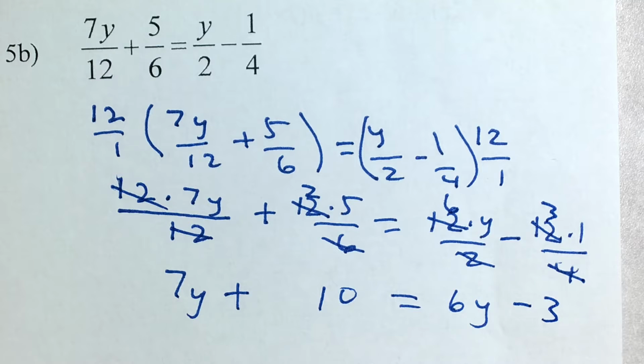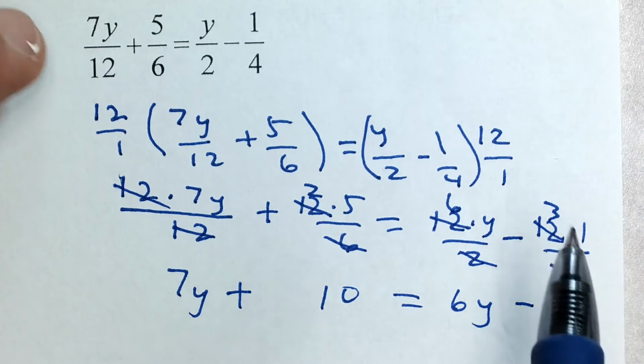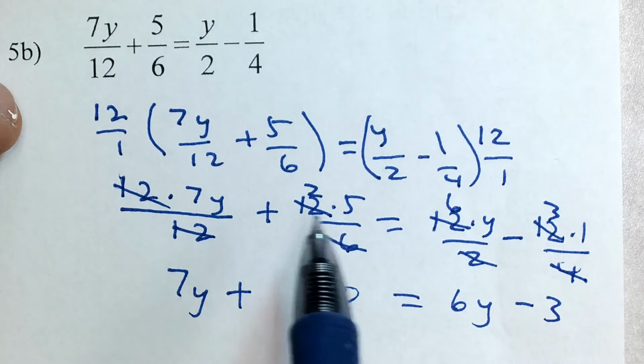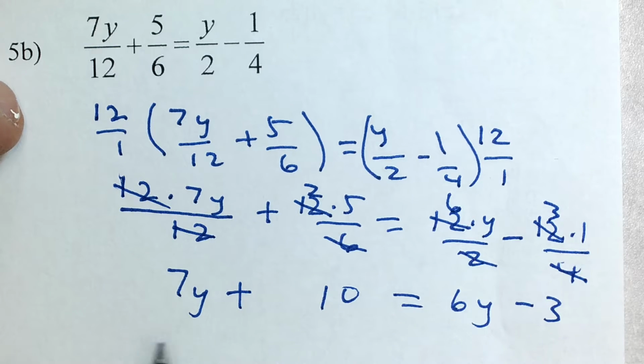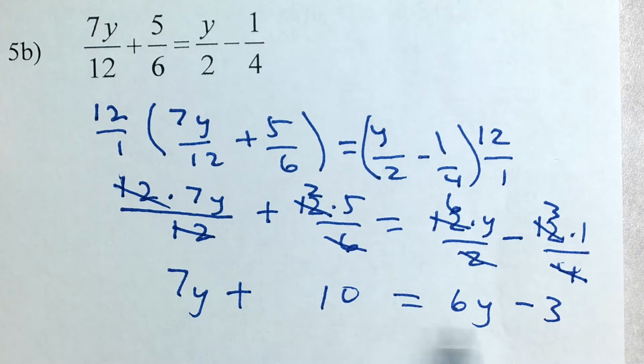And by the way, if I didn't find an LCD, I'll know it, because then maybe not all the denominators will cancel out. But if I do find an LCD to multiply both sides by, every denominator of each individual term should go away. And that's the purpose of multiplying to begin with: I want to clear fractions.